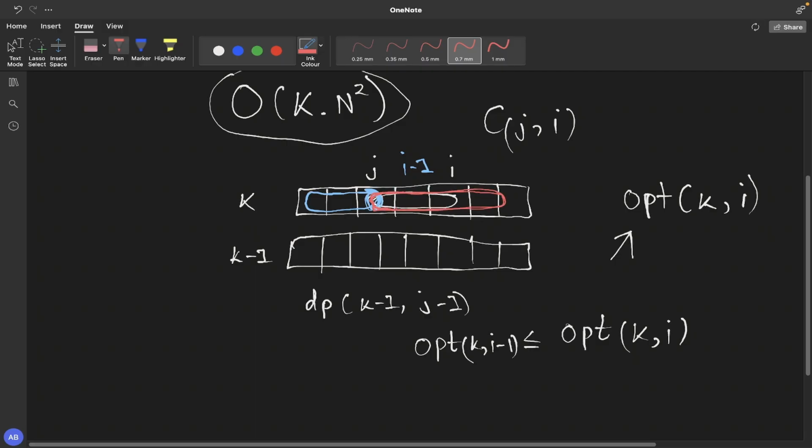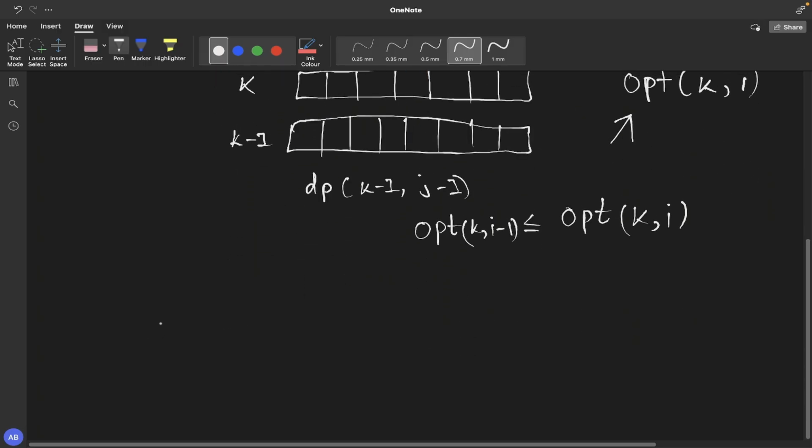And this is important because it means that if we can find a way to compute our opt of k comma i in a more efficient manner, we can actually speed up our dynamic programming. Before we do that, I want to talk about the cost function a bit.